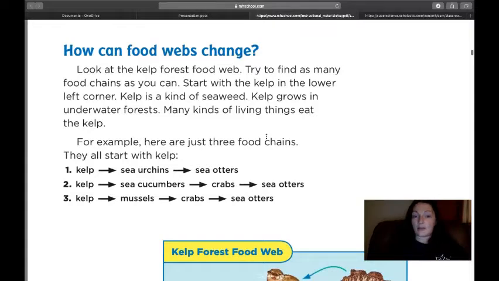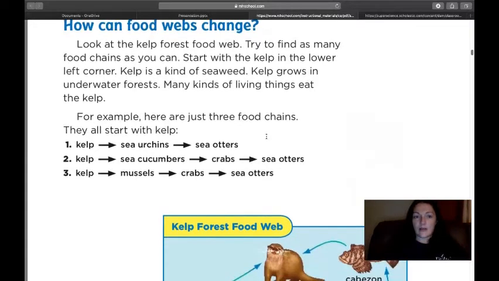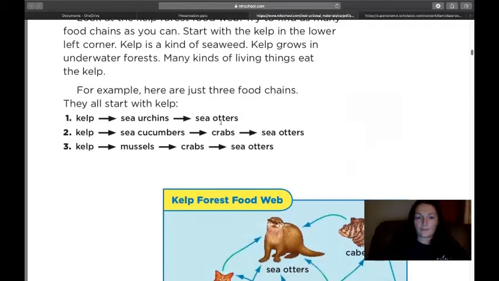For example, here are just three food chains. They all start with kelp. Sea otters eat the urchins eats the kelp. Sea otters eat crabs, crabs eat sea cucumbers eat kelp. Sea otters eat crabs, crabs eat mussels, and the mussels eat the kelp. Three separate food chains.